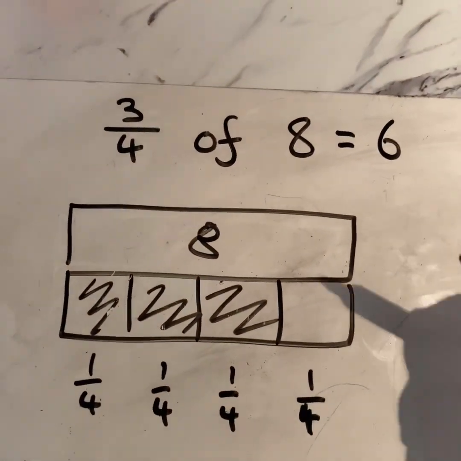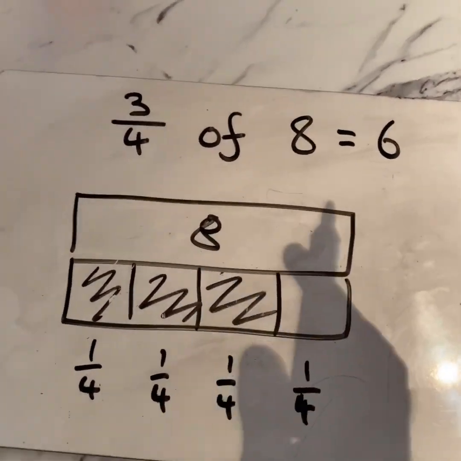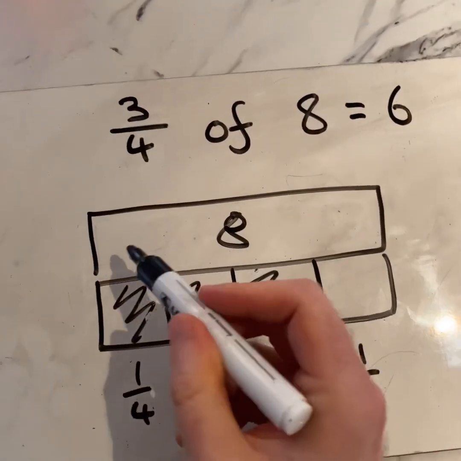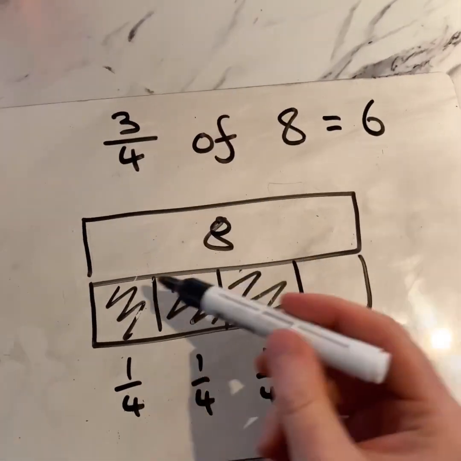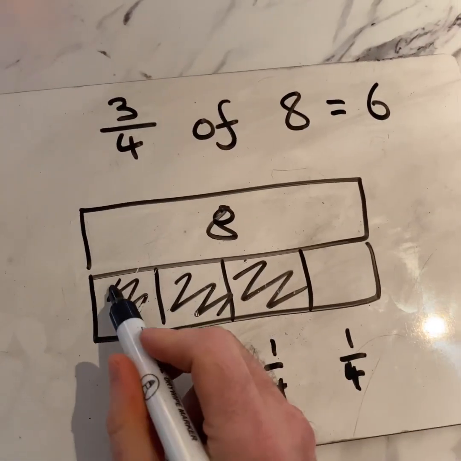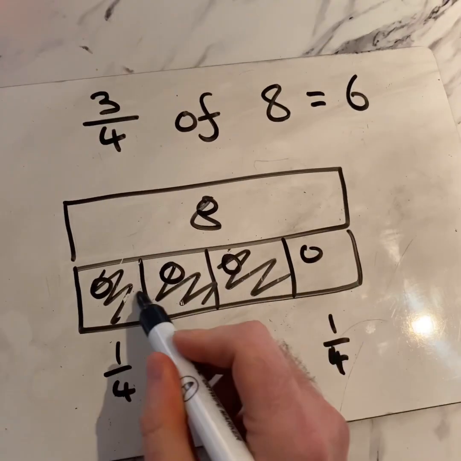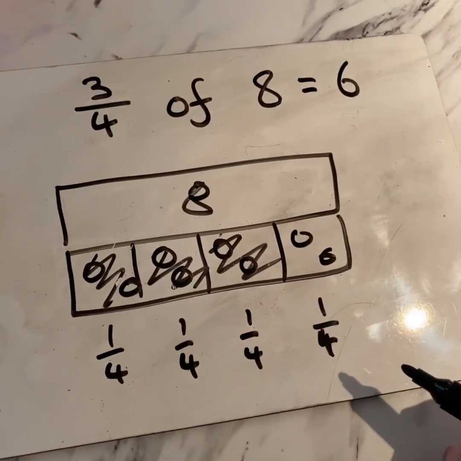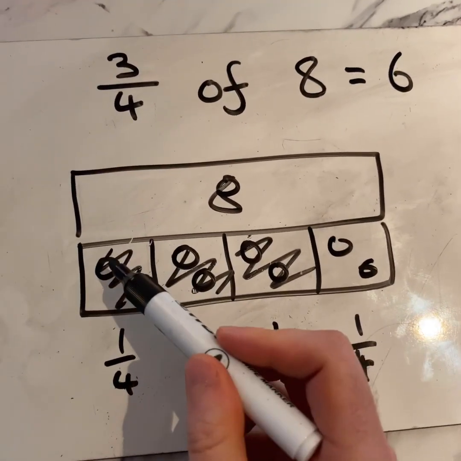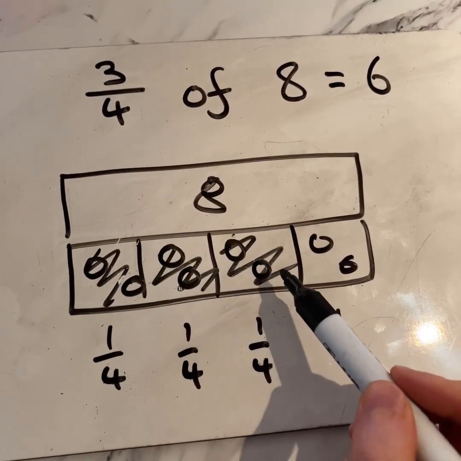And just a quick one here. If you're like, I don't have cubes, that's absolutely fine. You could actually just draw them in. Same thing again, 3/4 of 8, 8's in the whole, we need to share it out, so 1, 2, 3, 4, 5, 6, 7, 8. It could just be a bit harder to see, but I can still count 1, 2, 3, 4, 5, 6.